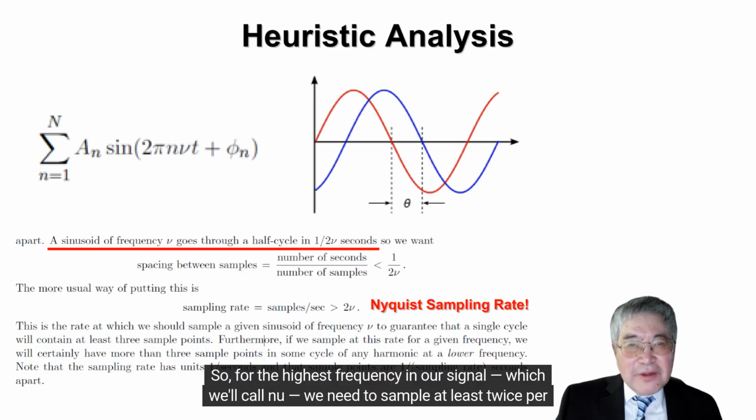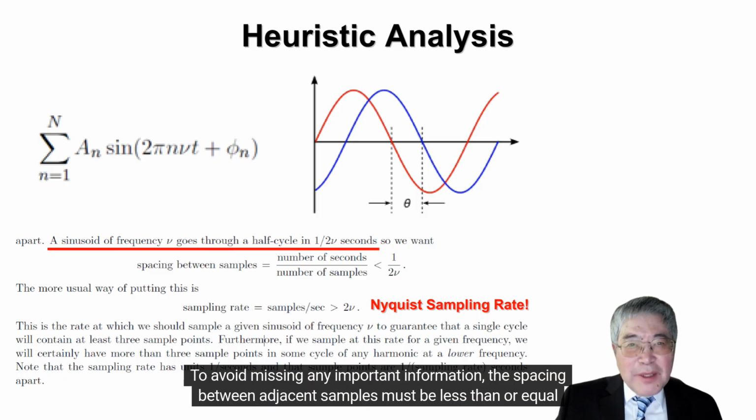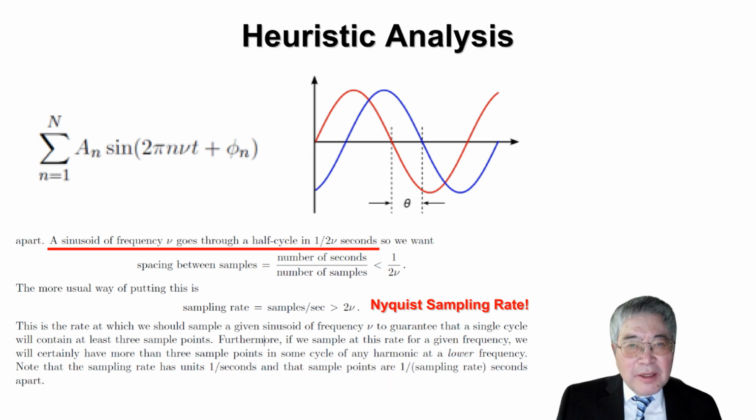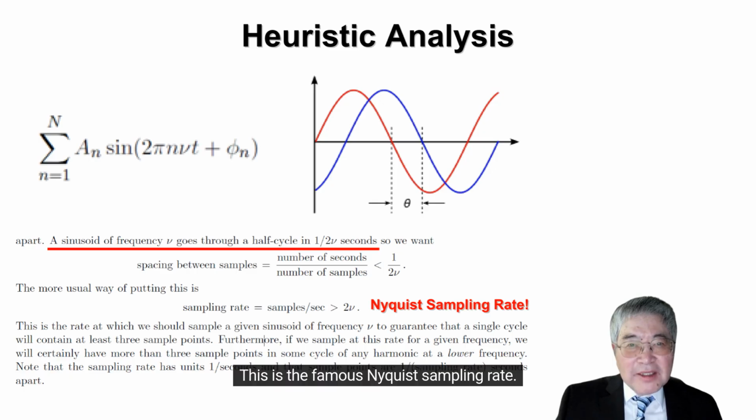So for the highest frequency in our signal, which we'll call nu, we need to sample at least twice per cycle. This leads to the idea of spacing between samples. To avoid missing any important information, the spacing between adjacent samples must be less than or equal to 1 over 2 nu. In more familiar terms, that means the sampling rate, measured in samples per second, must be greater than 2 times nu. This is the famous Nyquist sampling rate.